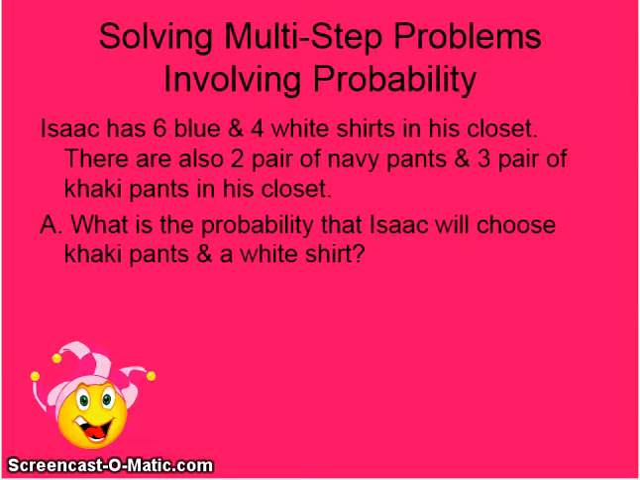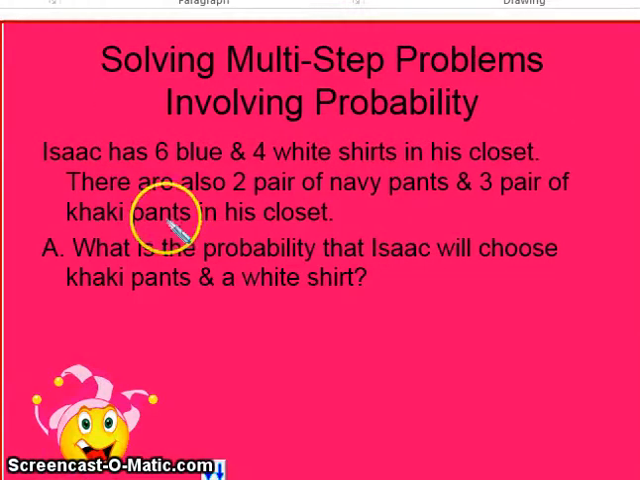Now we're going to solve a multi-step problem involving probability. This needs to be in your notebook. Isaac has 6 blue and 4 white shirts in his closet. There are also 2 pair of navy pants and 3 pair of khaki pants in his closet. What is the probability that Isaac will choose khaki pants and a white shirt?